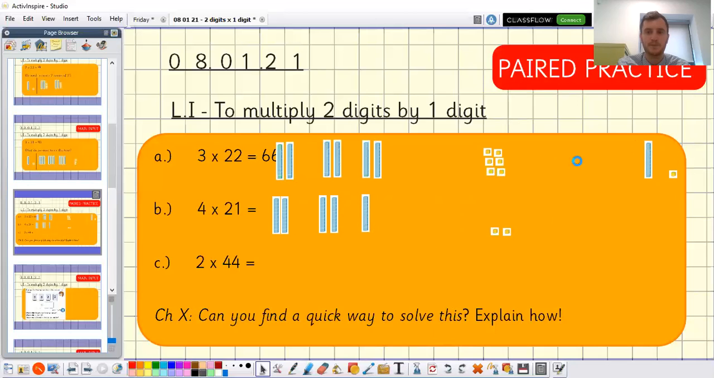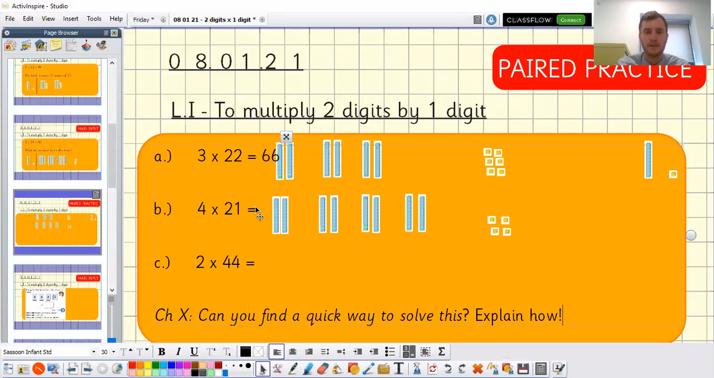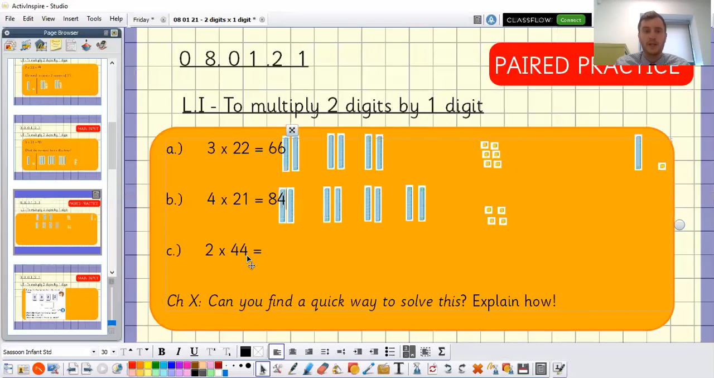10, 20, 1. There's my third group. 10, 20, and 1. There's my last group. So I've got 4 groups of 21. Who can spot what the answer is? If you're not sure, let's count through together. 10, 20, 30, 40, 50, 60, 70, 80, 81, 82, 83, 84. So 4 times 21 is equal to 84.